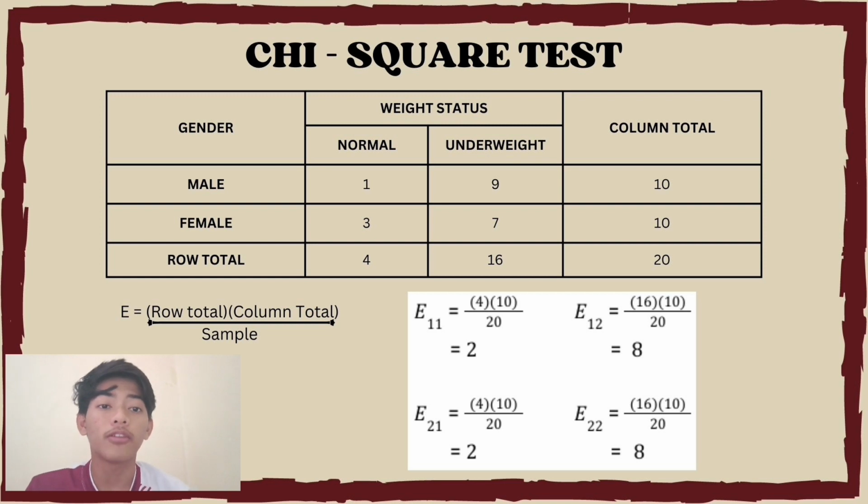E is the expected frequency value. The formula is row total times column total divided by sample size. E11 means male normal, E12 means male underweight, E21 means female normal, and E22 means female underweight. We input the data into the formula, then we get the values.